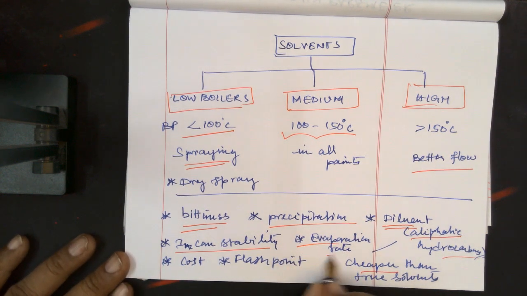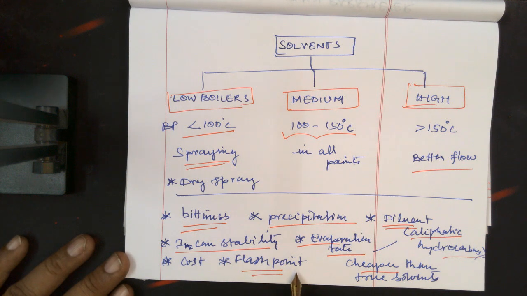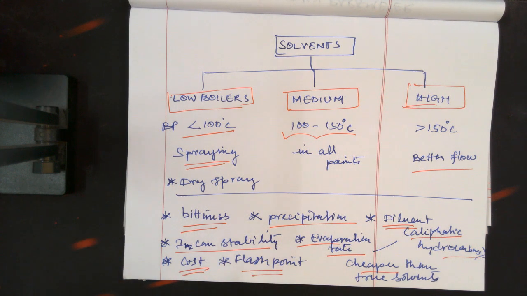Then evaporation rate is also a very important parameter to decide the formulation of paint. And flash point is the temperature at which it catches fire. So this is meant for paint as well as for solvent. Then by considering all these parameters you can reduce the cost by adjusting the viscosity of the paint to the required level.